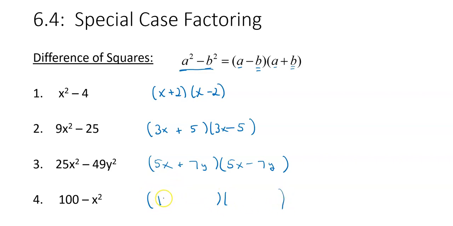All right, last one's written in a different order, but it's still a difference of two squares. Square root of 100 is 10. Square root of x squared is x. One gets a minus, one gets a plus. So I get 100 plus 10x minus 10x goes away, minus x squared.